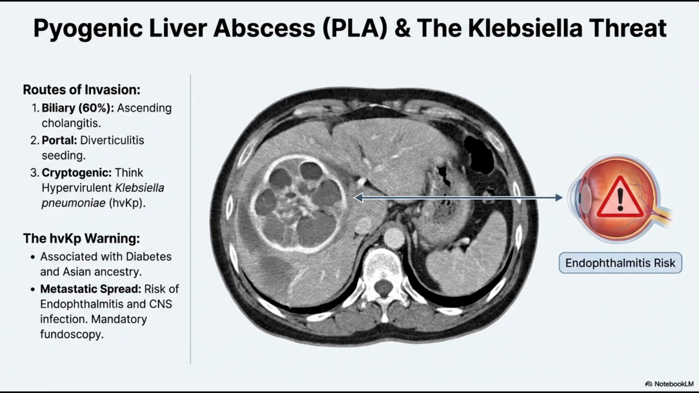Okay, then you have the portal vein route. This is classic pylephlebitis. You have appendicitis or diverticulitis. The septic thrombus shoots up the portal vein and seeds the liver.